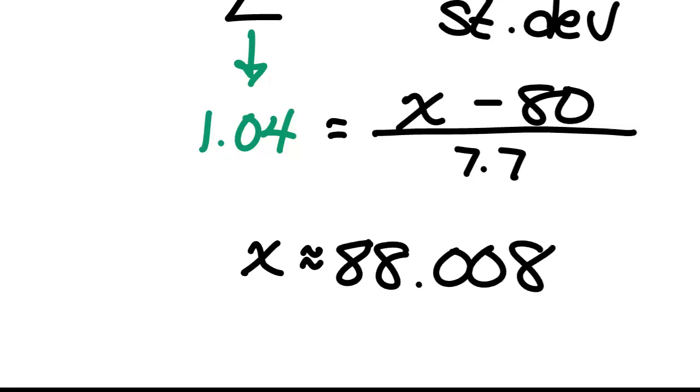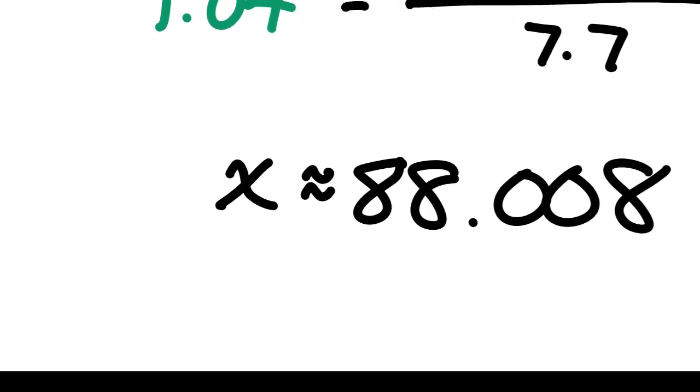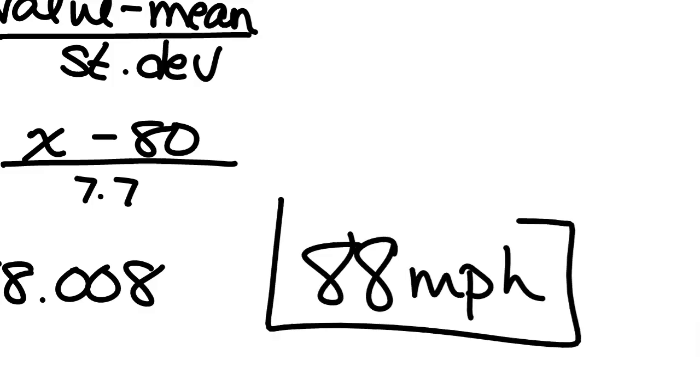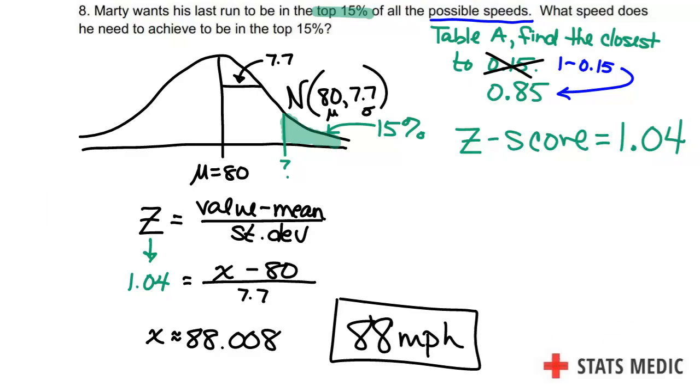88.008. If you're driving in a car and an officer pulls you over, is he ever going to say you're going 88.008 miles per hour? No. So let's go ahead and round this to what makes sense in the situation. So we'd say 88 miles per hour. All right.